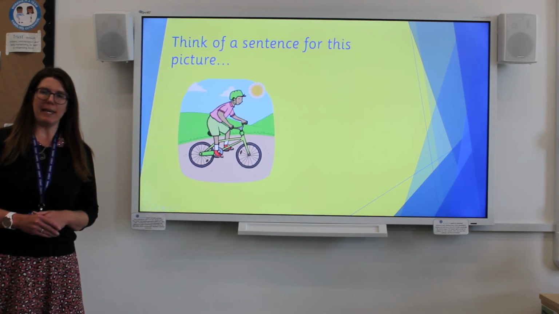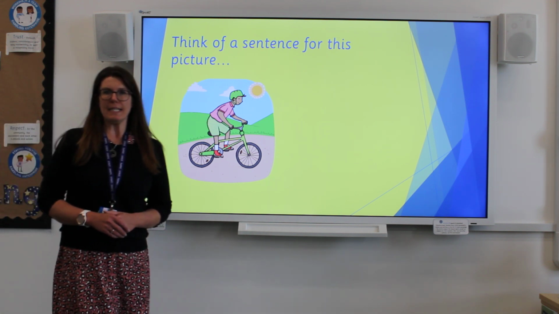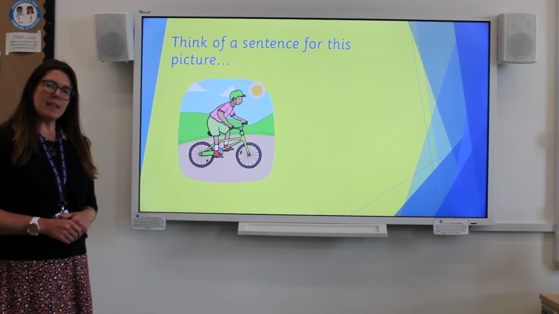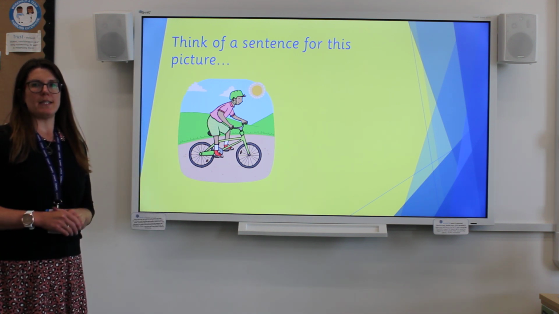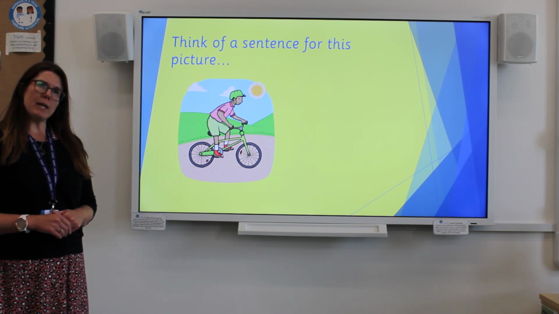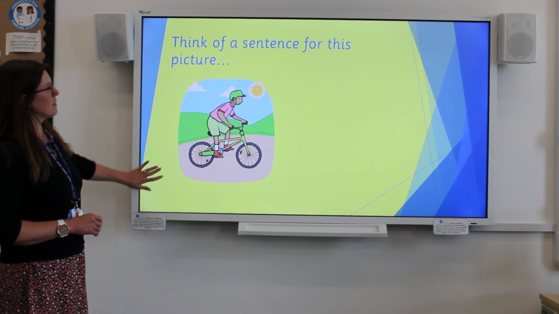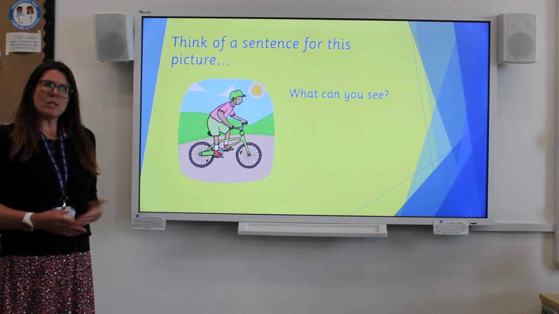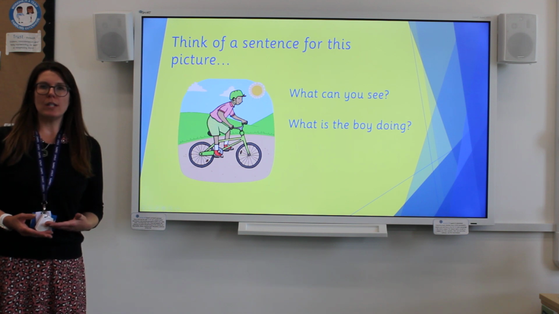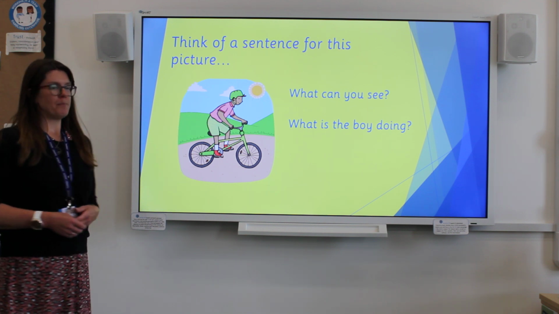So here is the picture that we are going to write a sentence about. Look carefully and have a think of a sentence that you might like to write about this picture. You might use these questions to help you with your ideas. What can you see? And what is the boy doing?